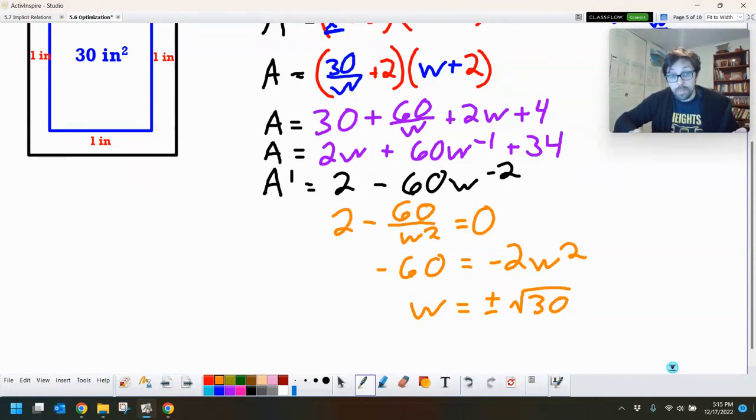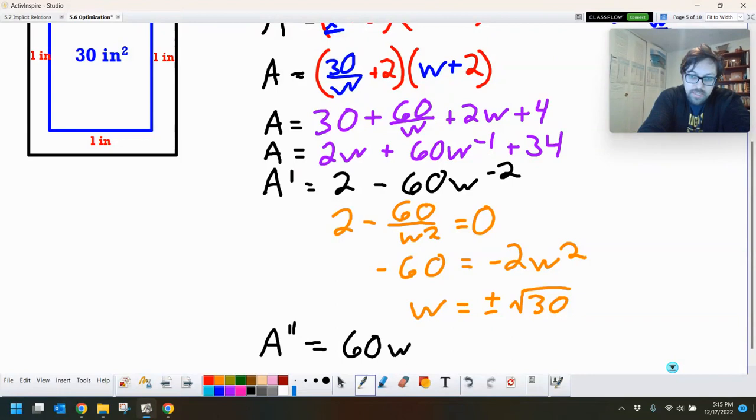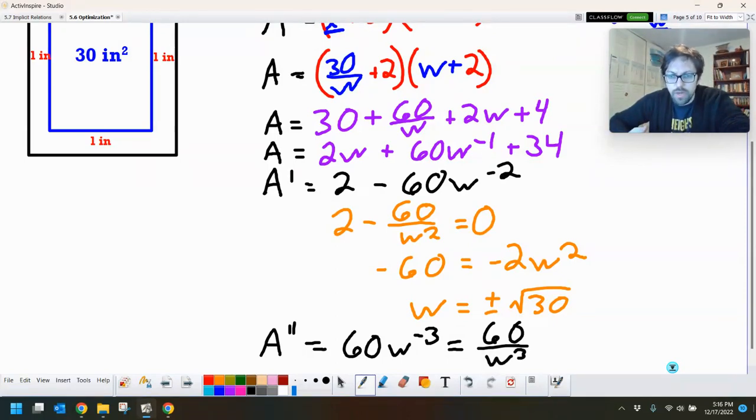Now, I also care about, is that going to be the minimum value? If that is our maximum value, we're going to be in trouble. So we got to check that positive value. Let's see what's going on at A double prime to determine that. So its derivative will be 60 W to the negative 3, so this is 60 over W cubed. If we put in that square root of 30, we're going to get some positive value.